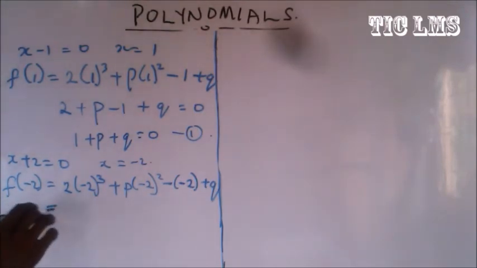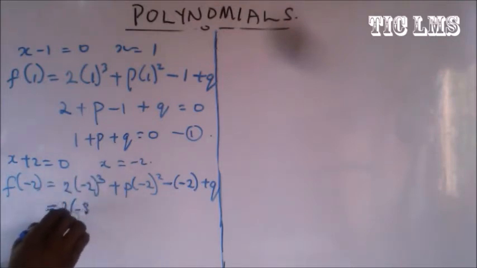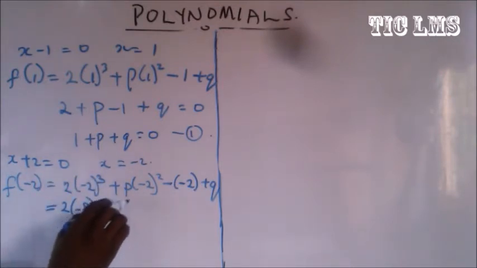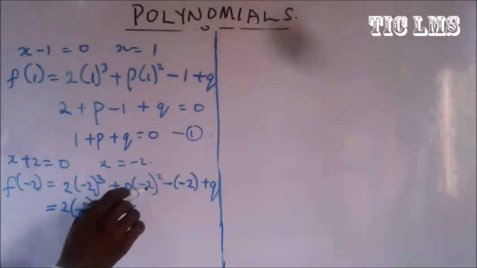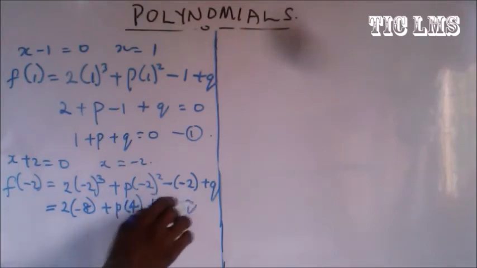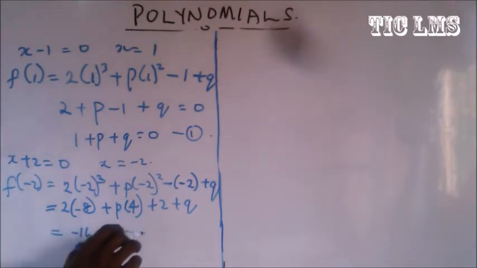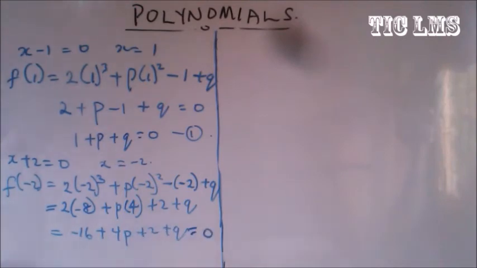Alright, so we have that 2 into bracket minus 2 raised to power 3, that is minus 8, plus p into bracket minus 2 squared is 4, minus, that's plus 2 plus q. With this, we have 2 times minus 8, that's minus 16, plus 4p plus 2 plus q. We'll equate this to 0. With all this, we'll have that minus 16 plus 2, that gives minus 14.